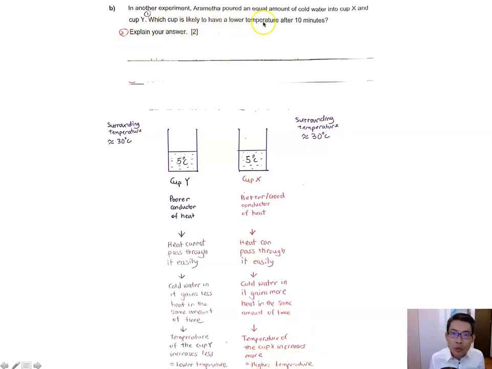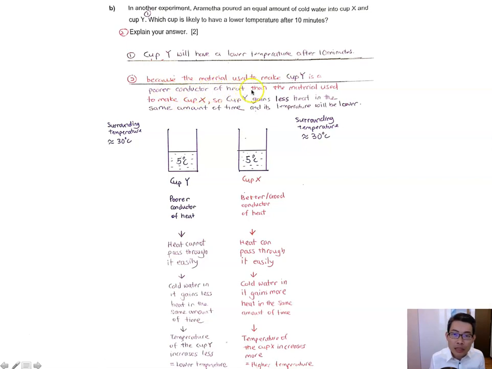Which cup is likely to have a lower temperature after 10 minutes? Clearly, the answer is cup Y will have a lower temperature after 10 minutes. As you can see here, this is the understanding that I built up for you. Now let's explain. Well, if you have understood all this, the explanation is going to be easy peasy. So, because the material used to make cup Y is a poorer conductor of heat than the material used to make cup X, cup Y gains less heat in the same amount of time and its temperature will be lower. All these explanations were here.